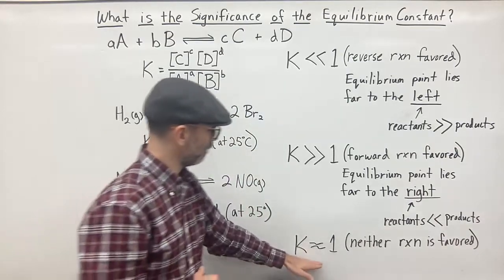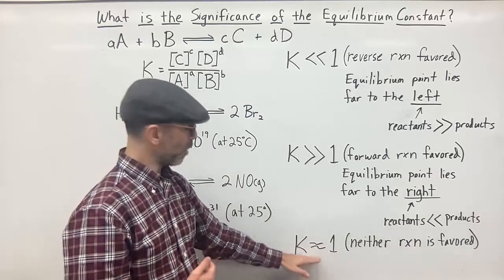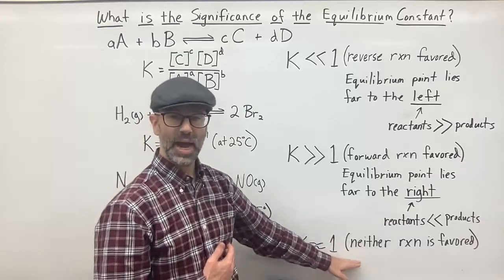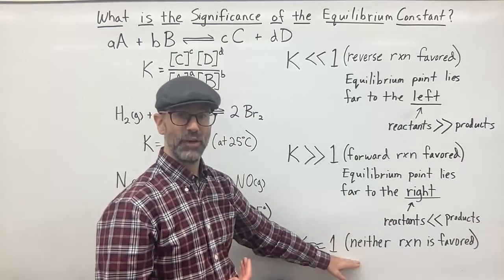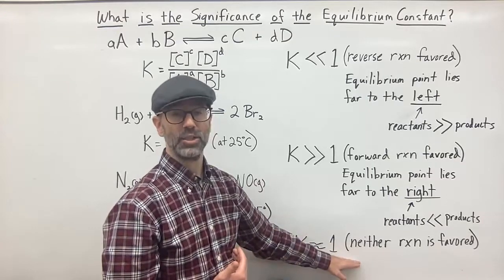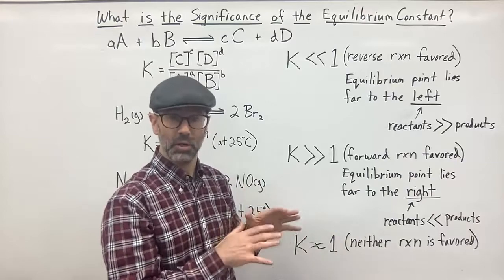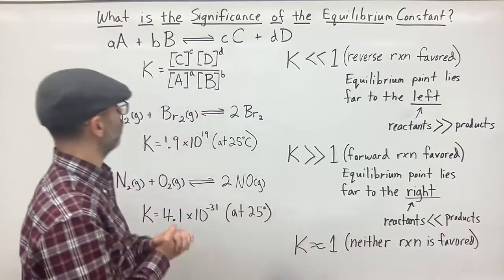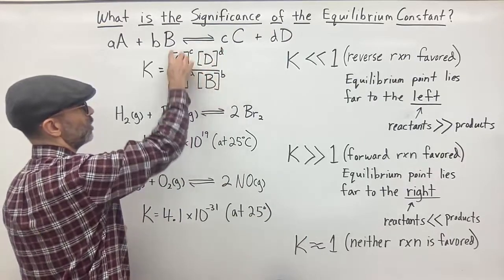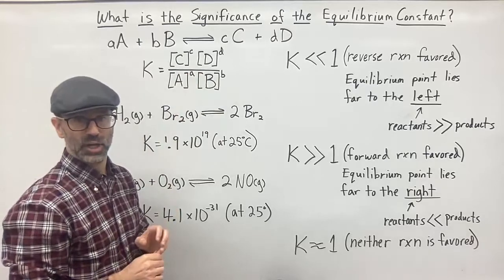What if your K value, your equilibrium constant, is approximately 1? What if it's close to 1? Then that means that neither side is favored. Neither the forward reaction nor the reverse reaction is favored in this case. They're kind of balanced in the middle, meeting in the middle. So the numerator and the denominator would be close to being equal to each other.